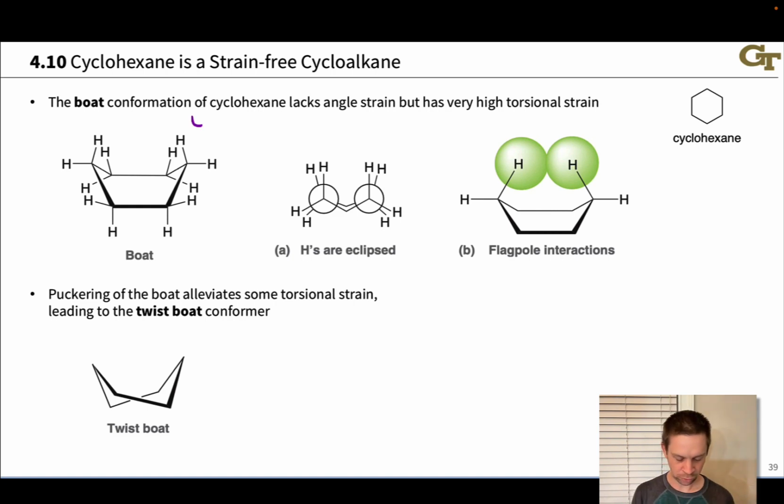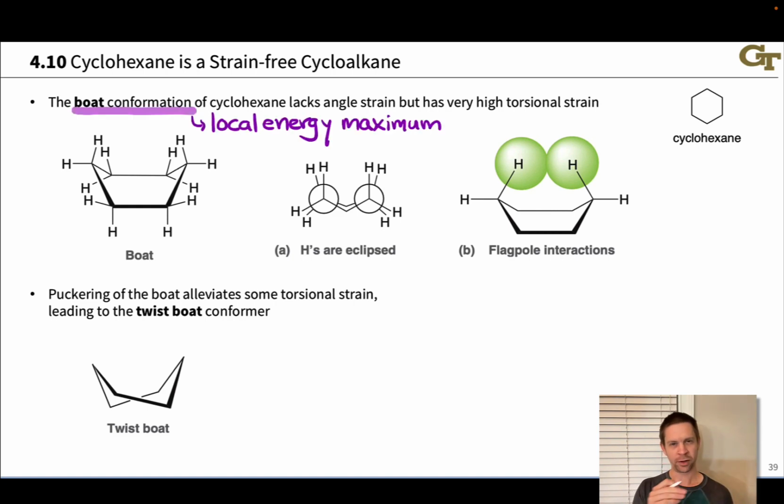This is a local energy maximum on the conformational coordinate or conformational energy diagram for cyclohexane going from one chair form to another. And it's an energy maximum because of the severe eclipsing that shows up in this structure. With all of these CH eclipsing interactions and some carbon-carbon bond eclipsing interactions as well, that's pretty bad torsional strain going on in the boat conformation.